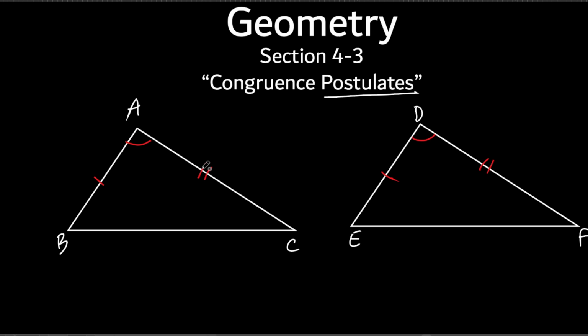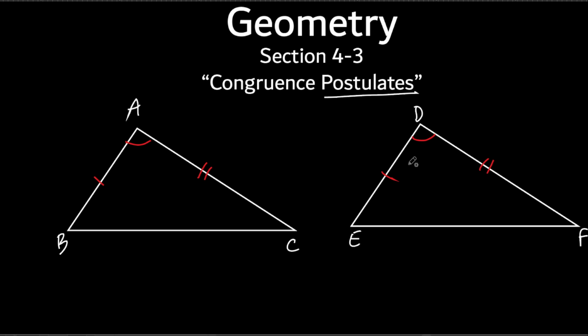Before today, we would have had to show all 3 angles and all 3 sides congruent, or equal to each other, in order to say the triangles were congruent. But if this is all I can show, this is all they tell me that's equal from this triangle to this triangle, that's enough. Okay?